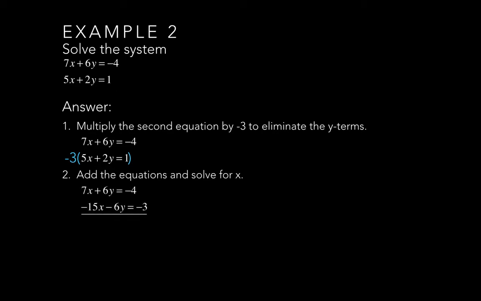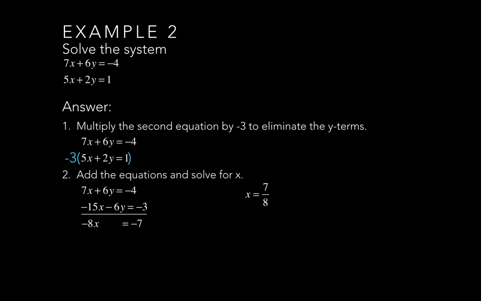Here's what my system looks like after multiplying by -3. So -3 times 5 is -15. -3 times 2y, that's going to give me my -6y. And -3 times 1 is -3. 7x minus 15x gives me -8x, and -4 and -3 is -7. Solving for x leaves us with x equaling a positive 7 over 8.